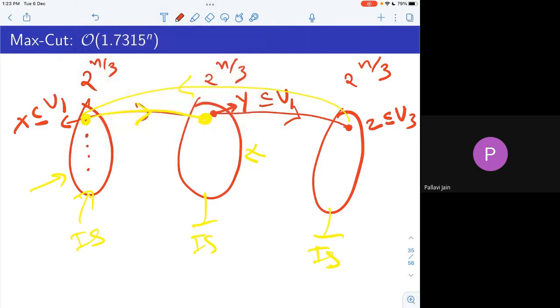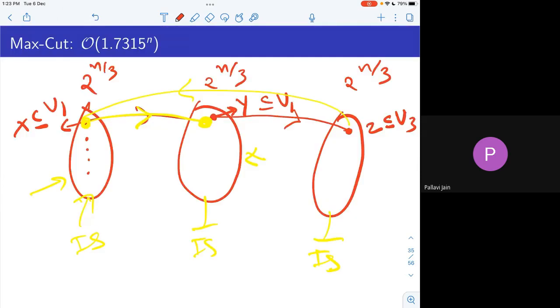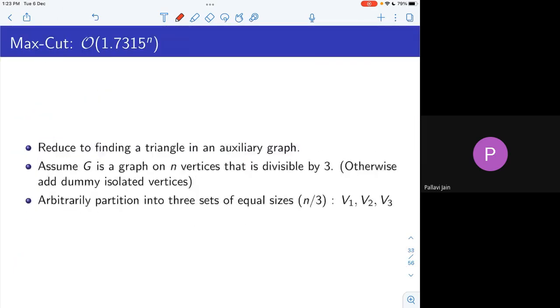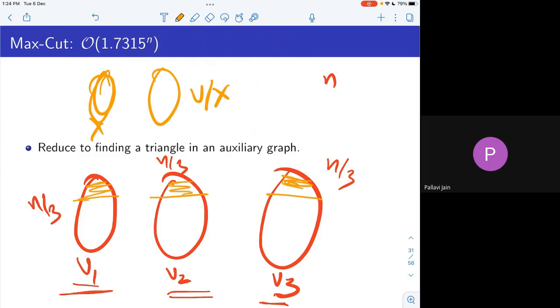Okay? And I want to tell you the intuition behind these weights. Let us look at our V1, V2, V3 parts. And suppose some cut is present in my graph. Okay. So how will it look like? X is there and V minus X is there. Right. So now this X can intersect with each of these parts. Maybe it is empty, not intersecting at all. But it will intersect with this part. It might intersect with this part.